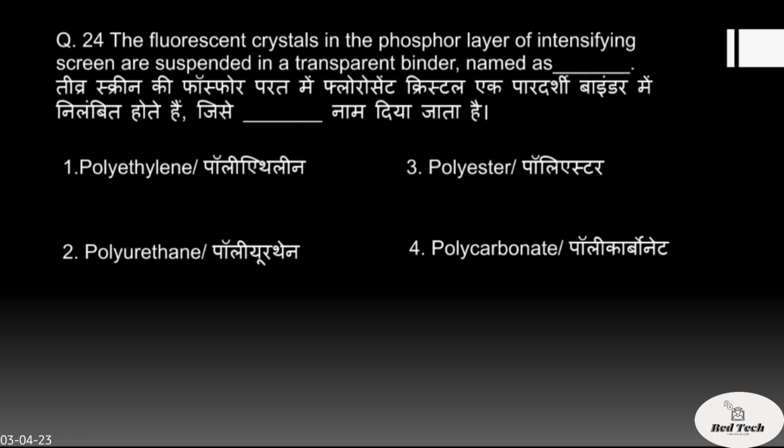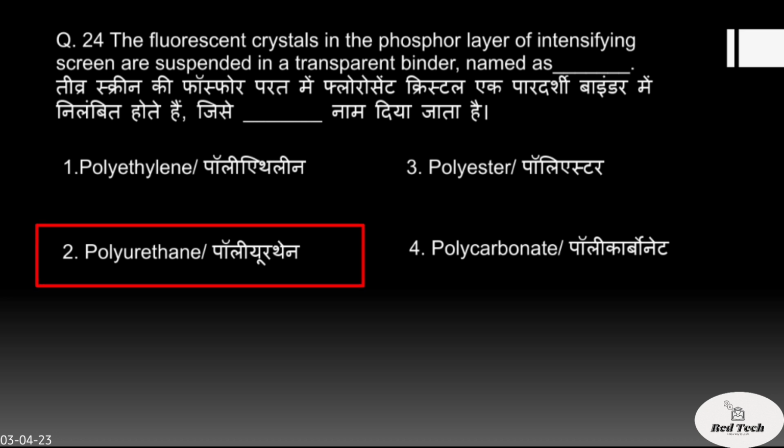Question number 24. The fluorescent crystals in the phosphor layer of an intensifying screen are suspended in a transparent binder named as what? Suspended means in between them, so what is that binder? Options are polyethylene, option 2 polyurethane, option 3 polyester, and option 4 polycarbonate. The right answer is option number 2, polyurethane.